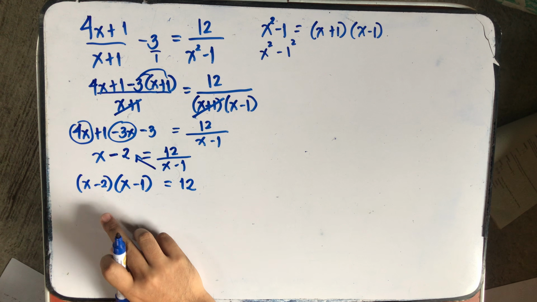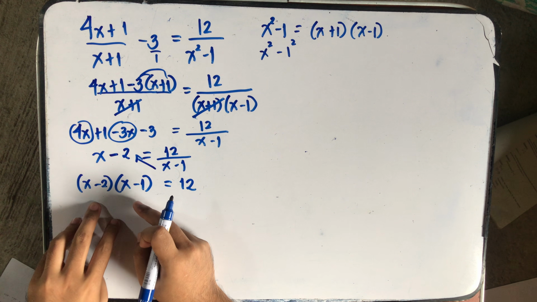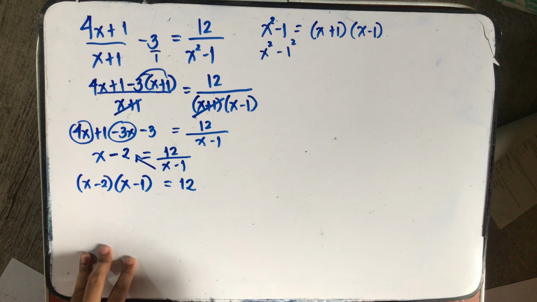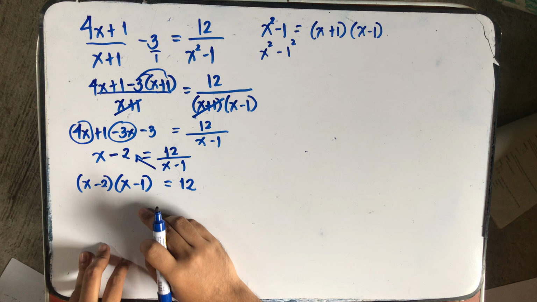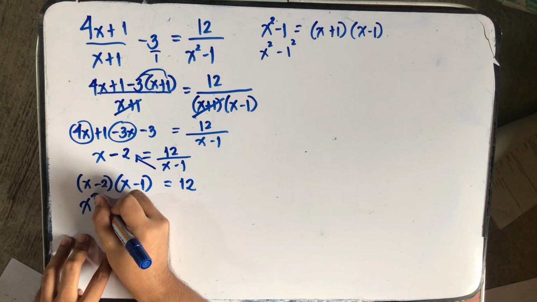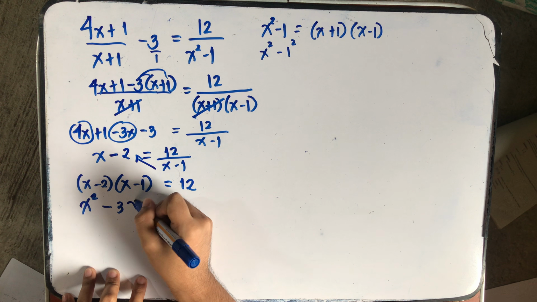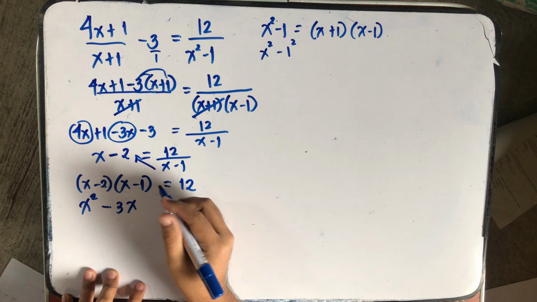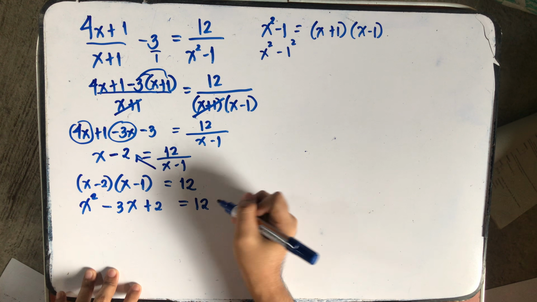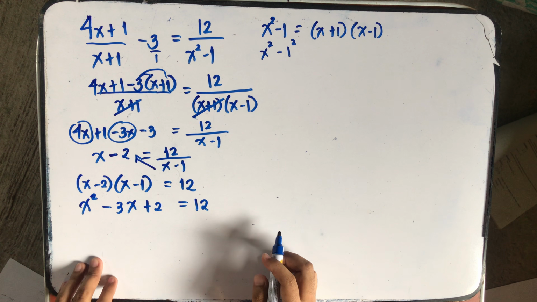In this case, we'll now be expanding this one. We need to multiply using the FOIL method or any method that you know in multiplying binomials. Therefore, this becomes x squared minus 3x, negative 2 times negative 1 is positive 2, is equal to 12. So, we need to solve for the value of x.